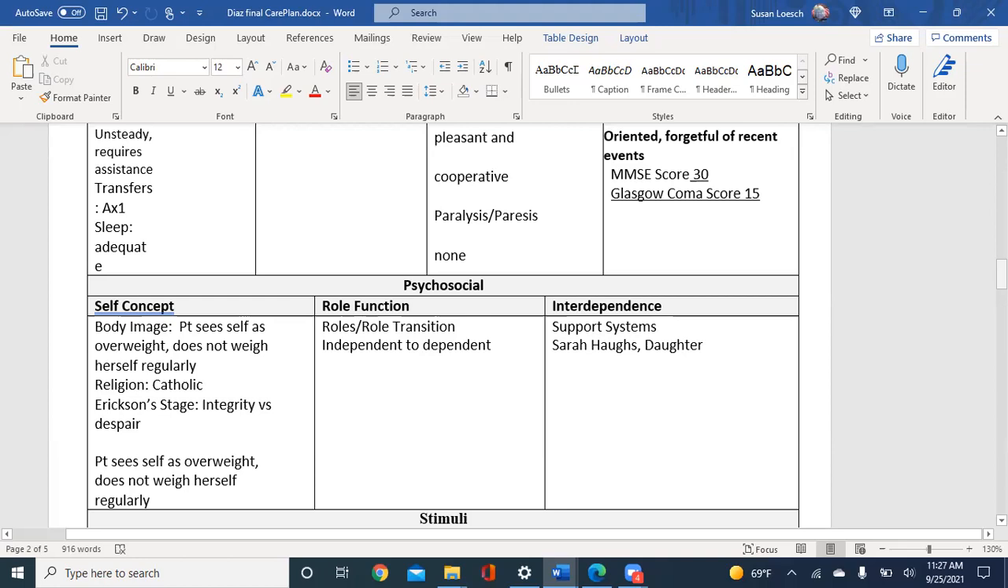But it wouldn't be a nursing diagnosis. That's the difference. Here, right here, is not nursing diagnoses. You're just writing what you see in the patient, what you observe, what you feel the patient is experiencing. What is she showing you?